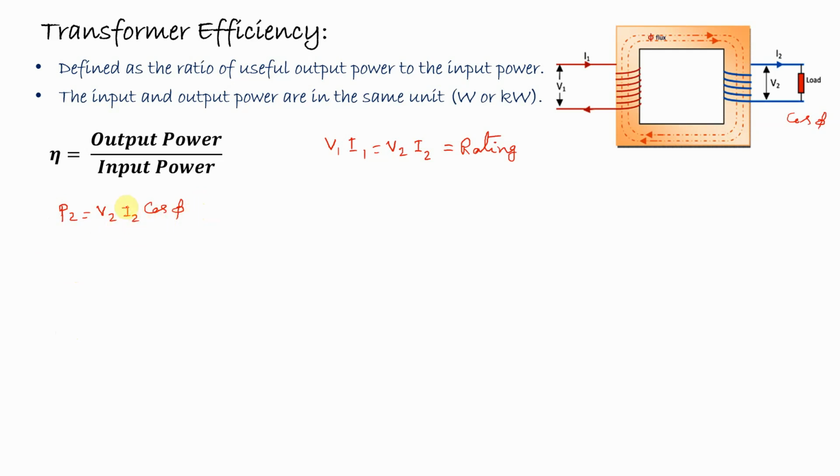If the total value of V2 I2 is considered along with some power factor, then this power is considered as the rated output power.